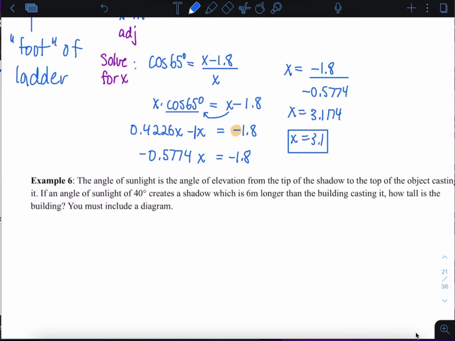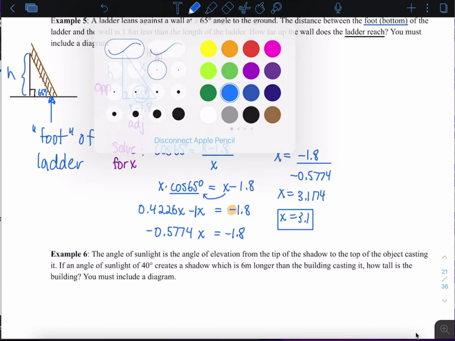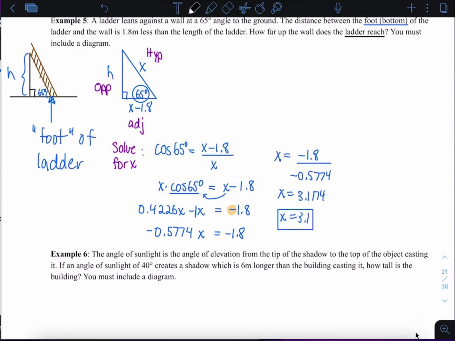So what that means is that if I go back to my picture, it means that my ladder is 3.1. Well, actually, let's draw it one more time. Maybe I'll draw it in a different color. It means that my ladder is 3.1 meters. I still don't know what h is, but 3.1 subtract 1.8 is 1.3 meters. So my ladder is 1.3 meters away from the wall.